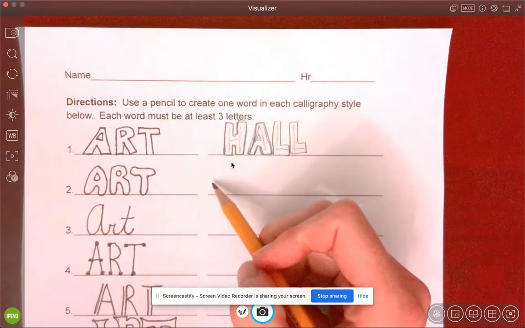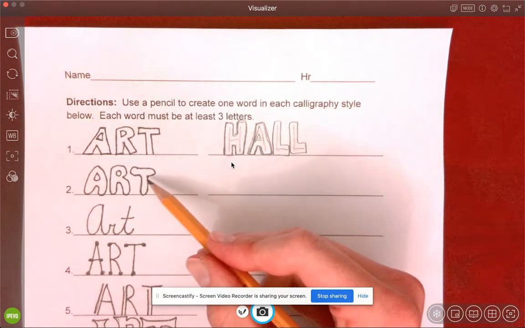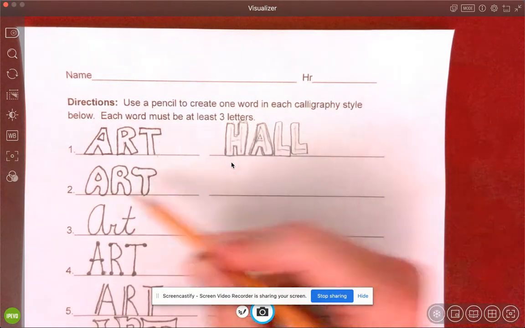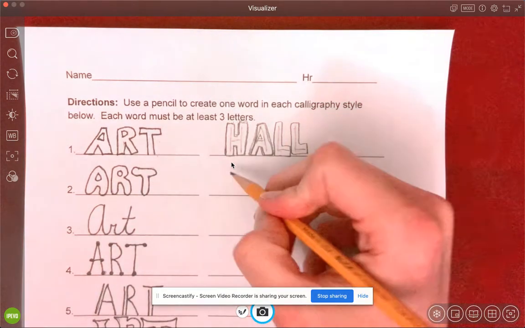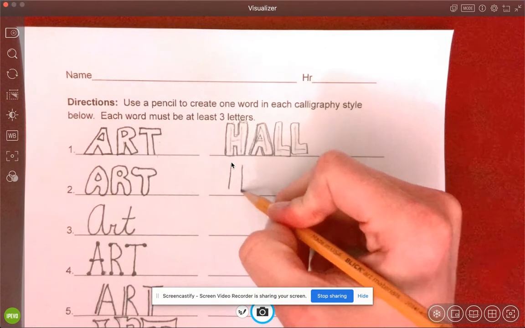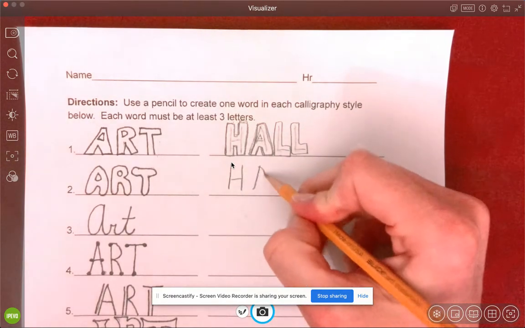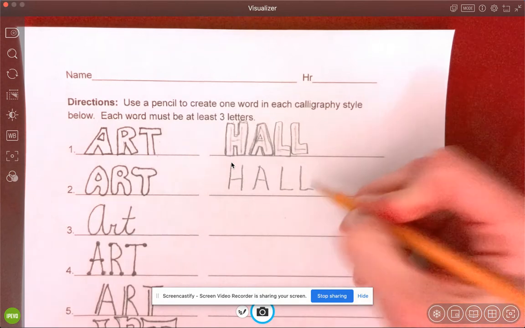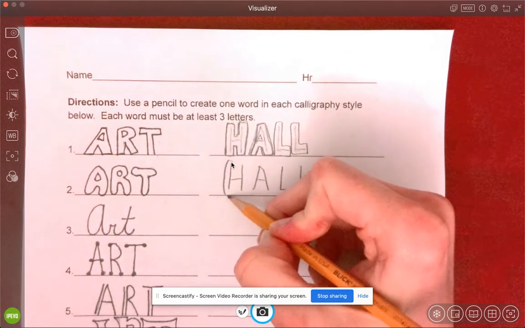All right, so what about the next one? This is bubble letters. Bubble letters are basically the same process as block letters. You just curve the edges instead. So I start the same way. Go ahead and do Hall. Okay, and then I'll go ahead and curve.